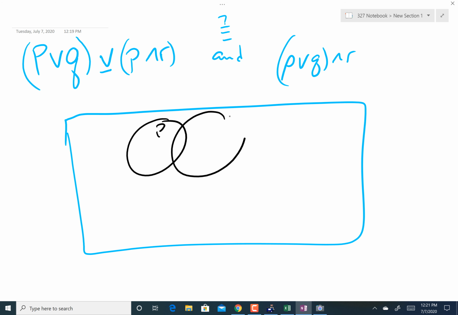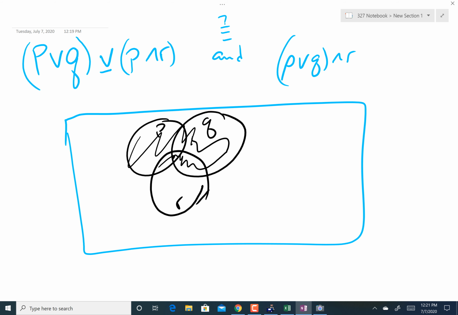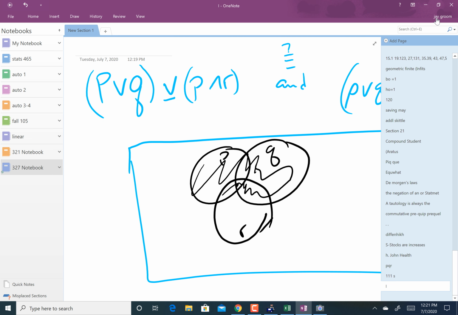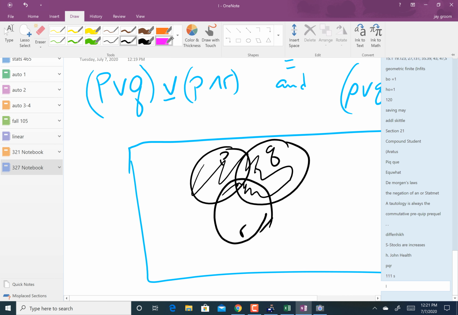All right, here's P. Let's try again. See if I can not screw it up this time. Forgot who was R. There we go. So P or Q would be this bit up here, including all that stuff there. Yes? That is P or Q. Now let's go ahead and draw with our purple crayon.